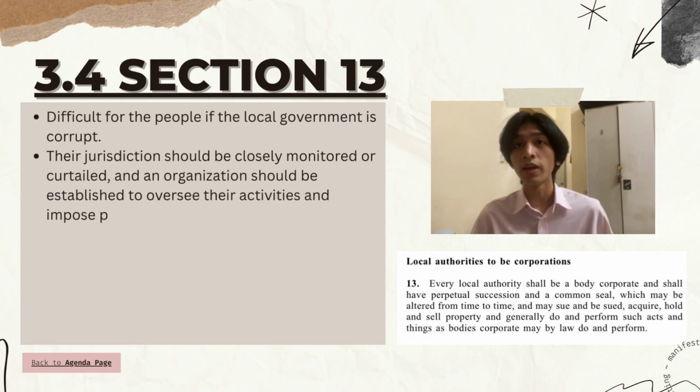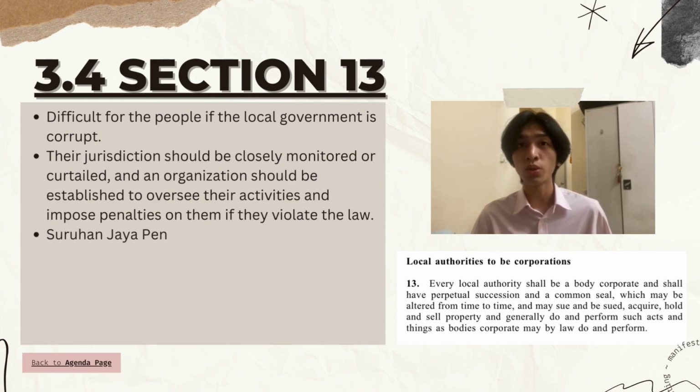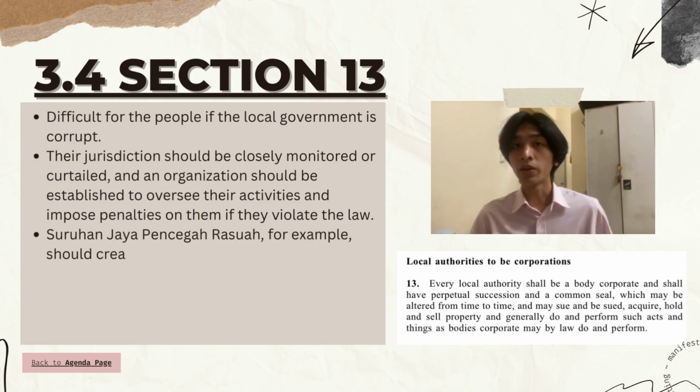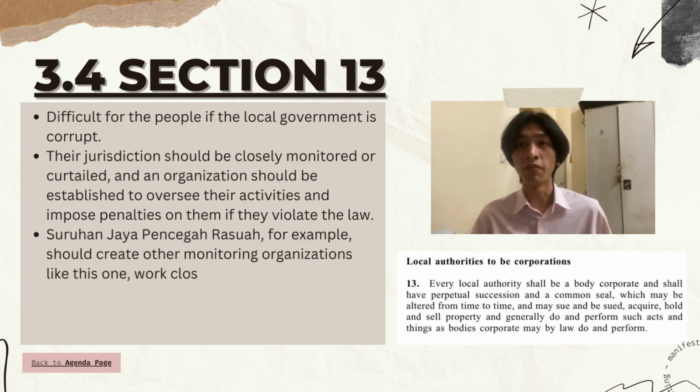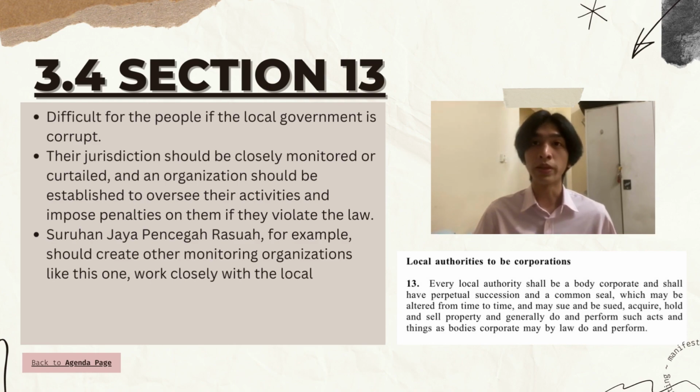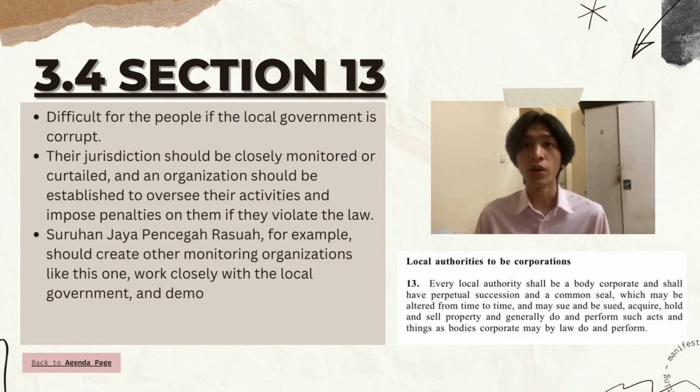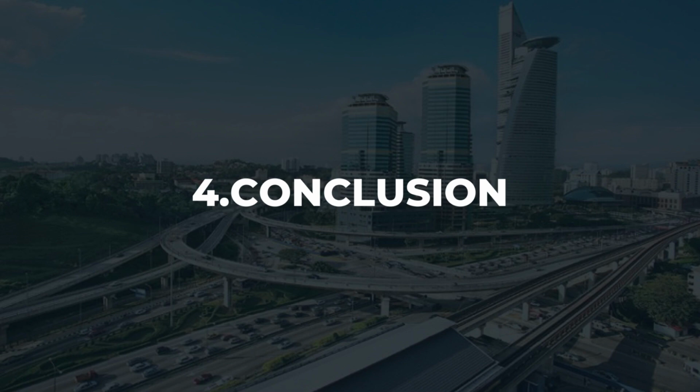For instance, it will be difficult for the people if the local government is corrupt. Their jurisdiction should be closely monitored or curtailed, and an organization should be established to oversee their activities and impose penalties on them if they violate the law. For example, what we have now in Malaysia is Suruhanjaya Pencegah Rasuah. We should have more organizations like that that can help us prevent corruption.